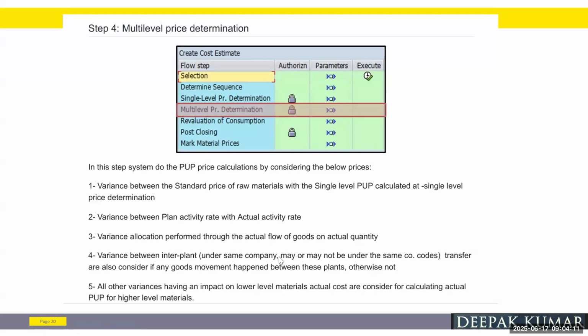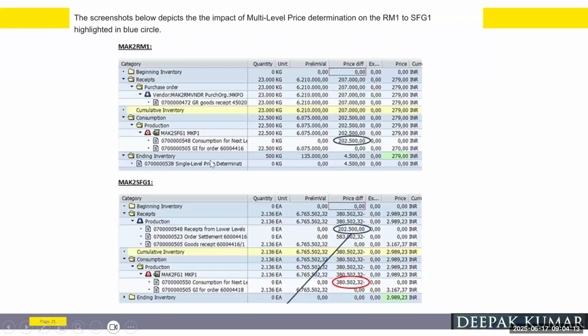And when we run this, here you can see consumption for next level. It pushes up the, this is a raw material. So this variance 2,02,500 is pushed up to semi-finished good. Multi-level roll up has happened.